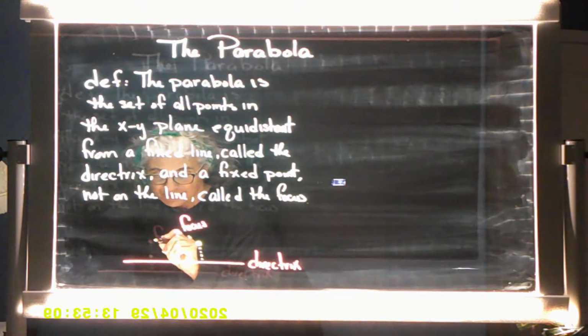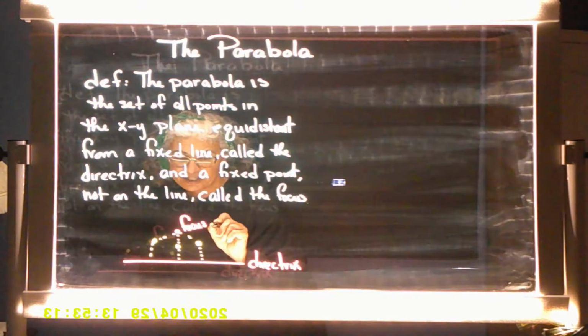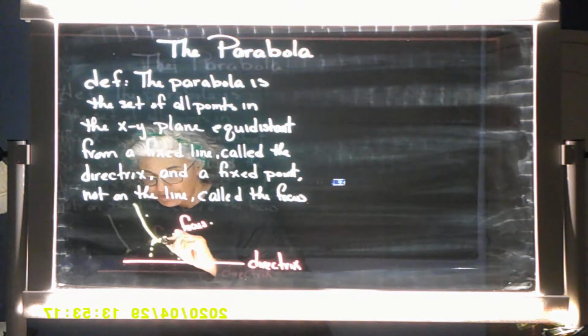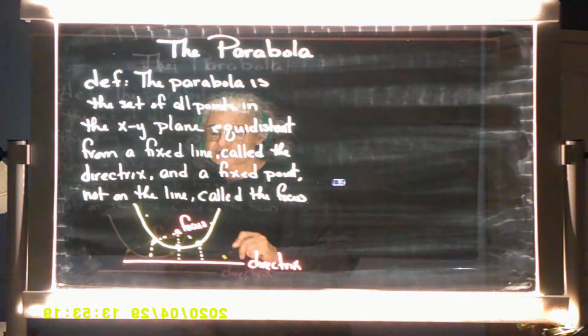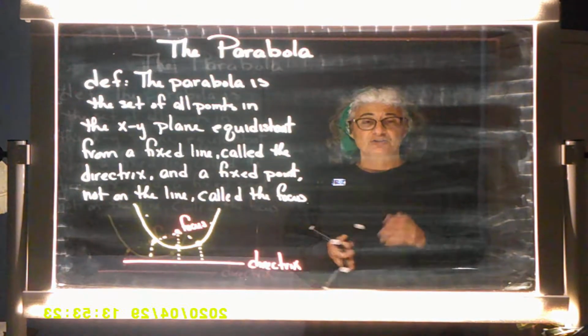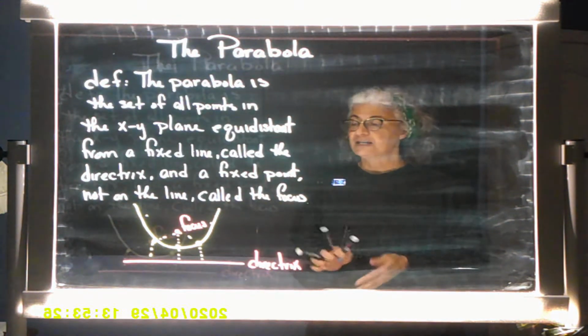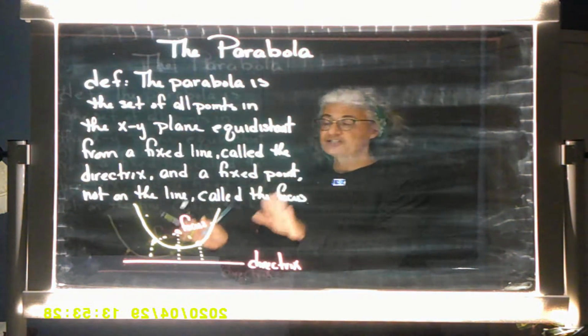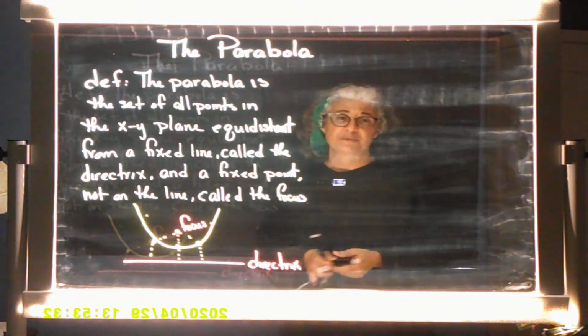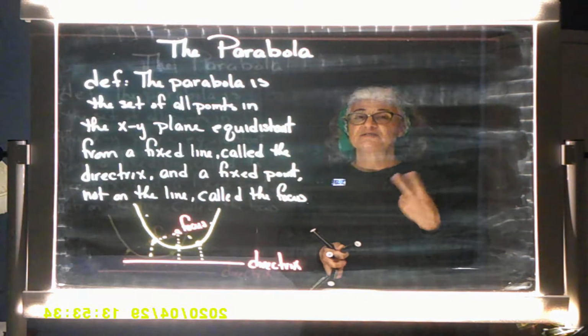And let me get even another point over here. This would be the same distance away. And I could keep going. And when I connect these points that are the same distance away from the focus as it is from the directrix, I have created a parabola when I connect the dots. You with me? Okay, so this is the definition of how a parabola actually comes about.